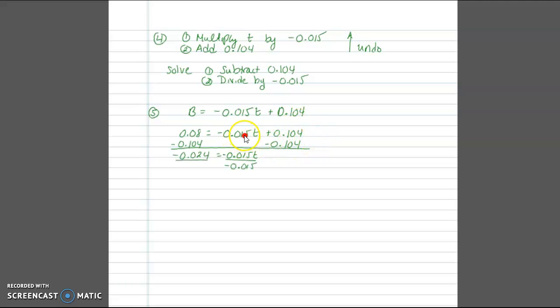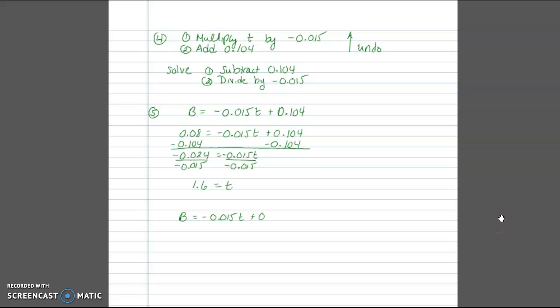The next operation that was happening was multiplication, so I'm now undoing that multiplication by dividing. We show dividing with a fraction bar. Do the same thing on the other side. Notice I'm dividing by the exact coefficient that's in front, negative 0.015. And when I divide negative by negative, it becomes positive, so that means my answer is reasonable. We're talking about time, so it is reasonable that my time is positive here. So it means it takes about 1.6 hours for the blood alcohol content to reach the legal limit.